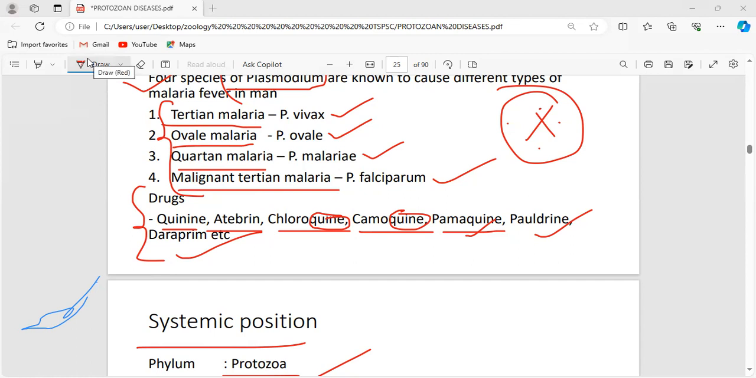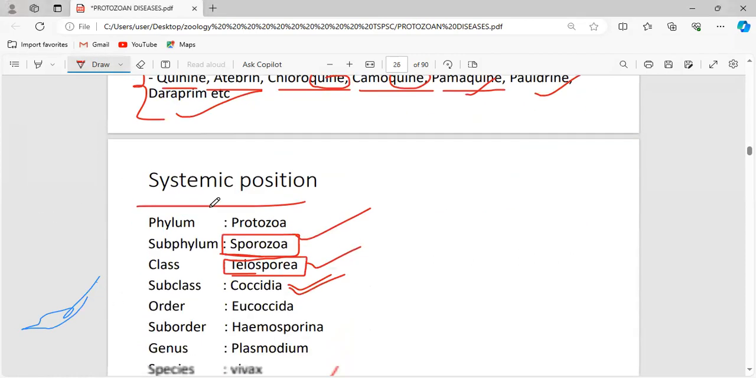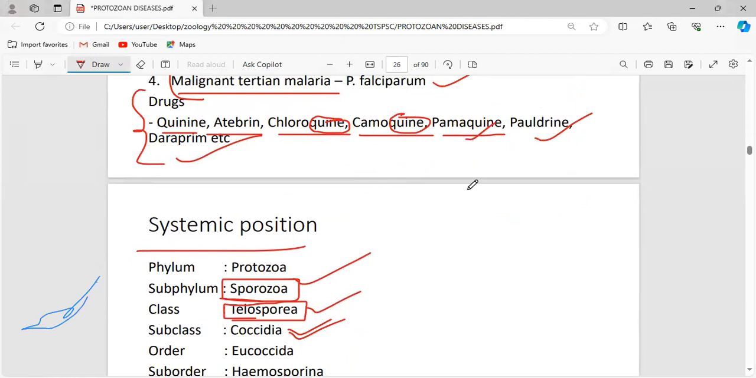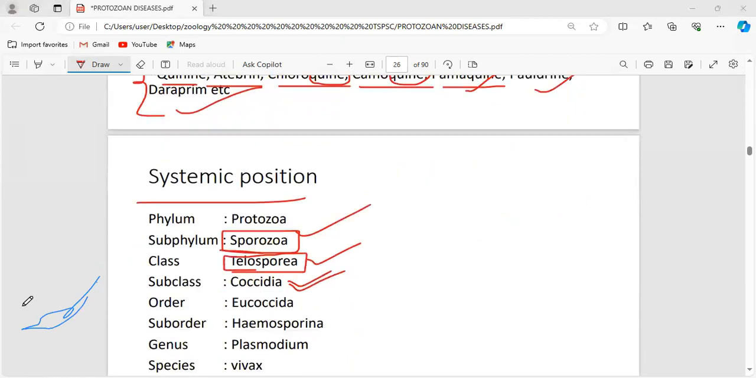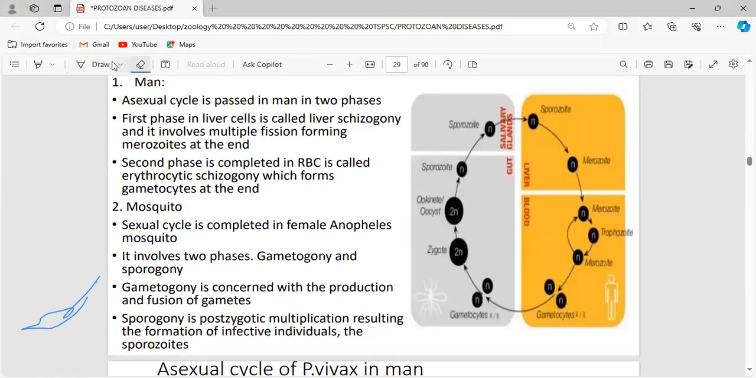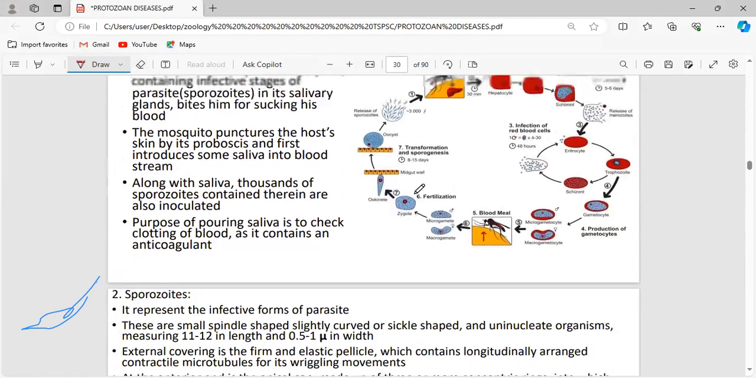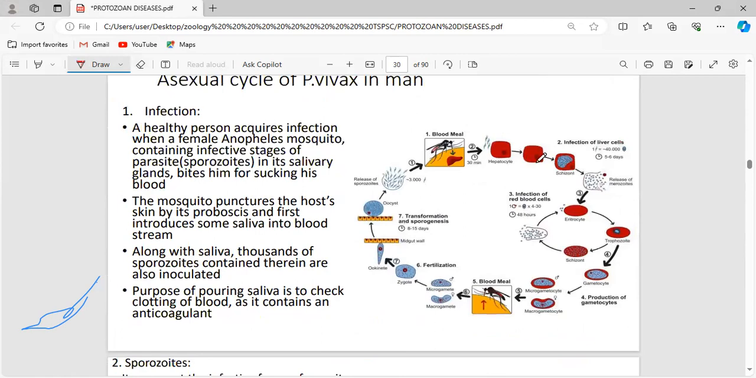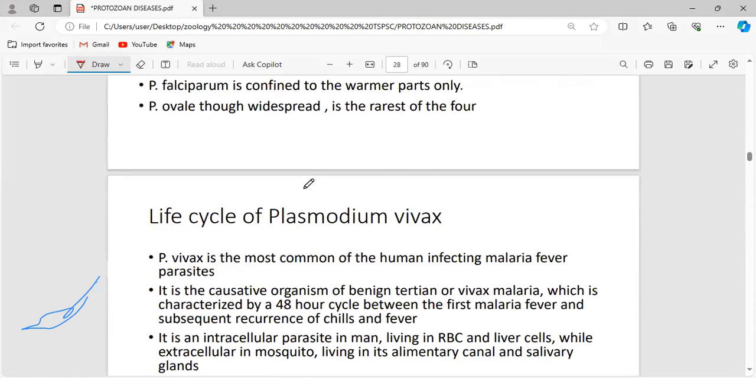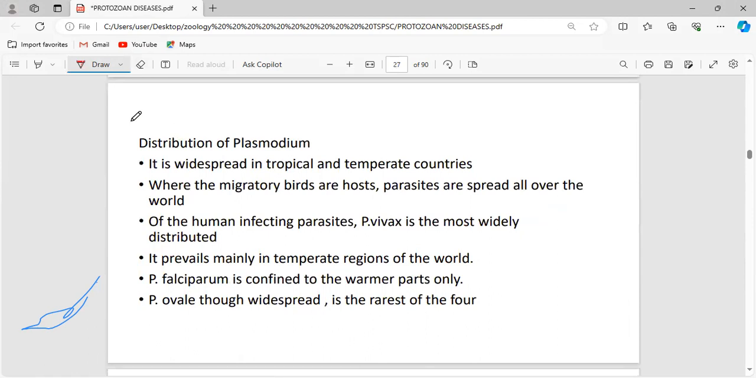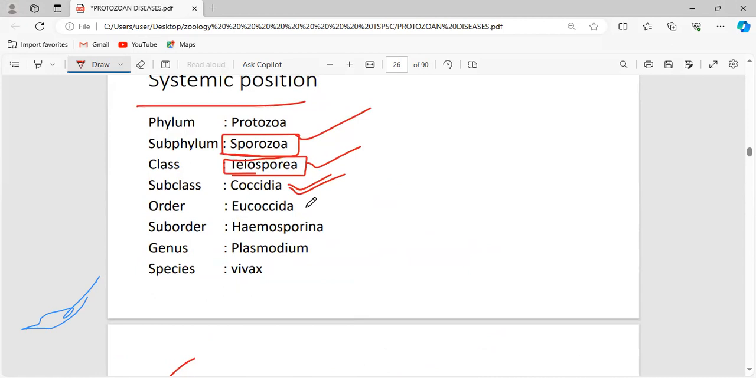Just listen carefully. You have to know mosquito, malaria. I'm going to explain everything in detail. Just remember in the life cycle, you don't need to be confused here. I'm going to explain everything. Just be patient for half an hour. Let me finish this.